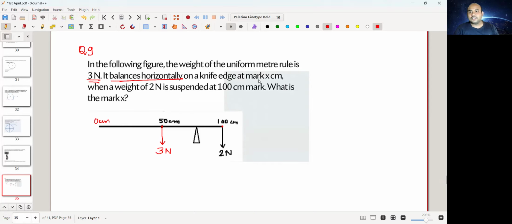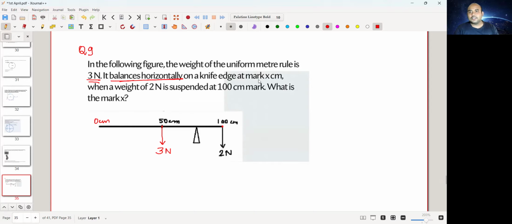Okay. So we will apply the principle of moments. We will write according to principle of moments, anti-clockwise moment is equal to clockwise moment. Pretty easy, very simple to understand. I hope there is no confusion. Now, anti-clockwise moment is produced due to this 3 Newton. So we will write 3 multiplied with this particular distance. This is how we calculate the moment, right? Force multiplied with the perpendicular distance from the pivot to the force.